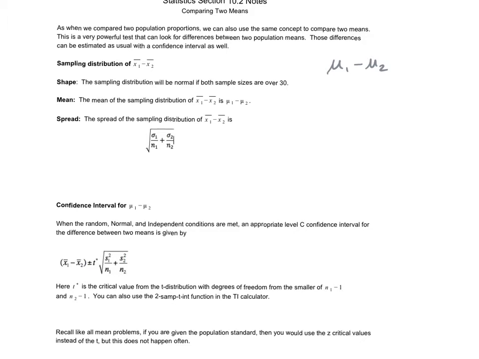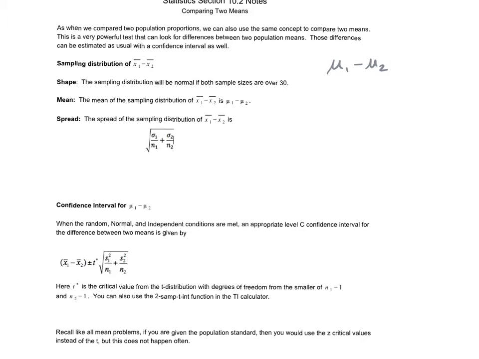So just like normal, we have to figure out a sampling distribution for this. The shape of the sampling distribution is normal if both sample sizes are over 30, or of course if it's assumed to be normal. The mean of the sampling distribution for x bar 1 minus x bar 2 is mu1 minus mu2. So we just subtract the two means to get the average.